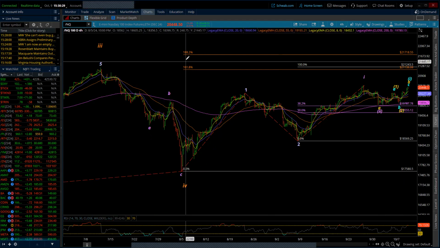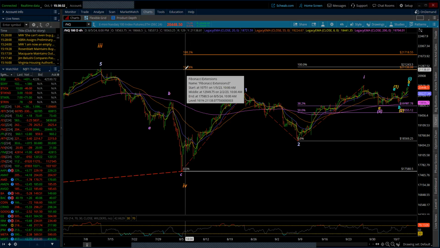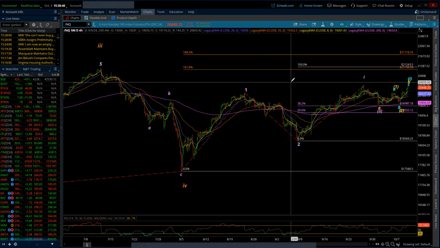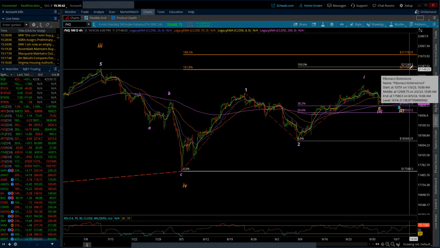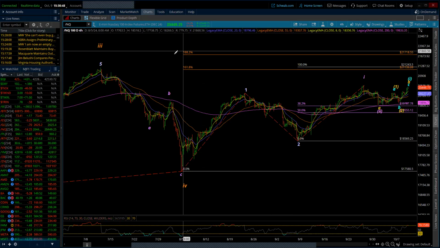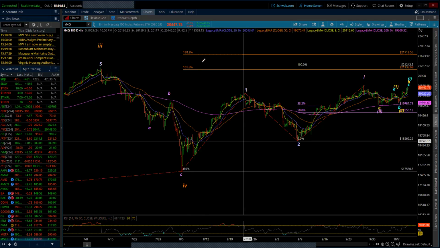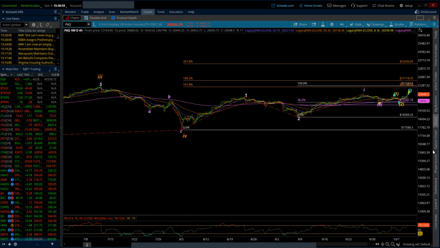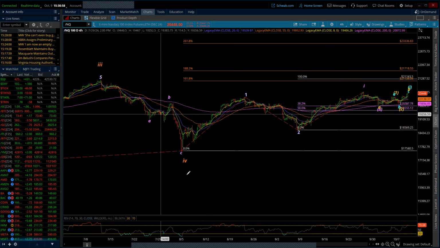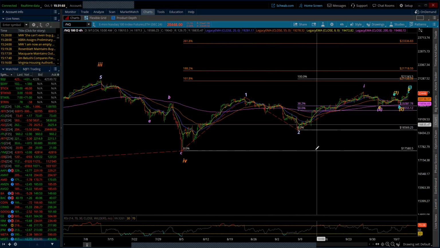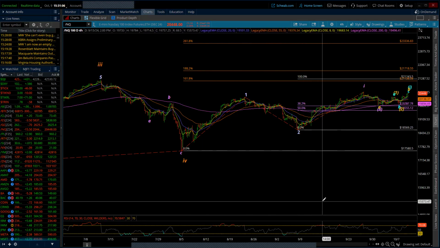The minor 5 projects to 21,113, and we need to get above 21,213. This is 21,001, so I know we need to get above that. And so it puts us up into here, 21,007. That would be minor 5, and the possibility of also bringing in the intermediate degree, the third, minor 5 to complete intermediate wave 3, and that sets us up for a much larger pullback.